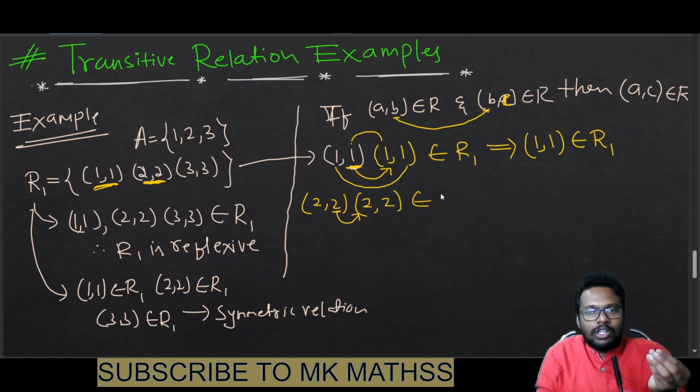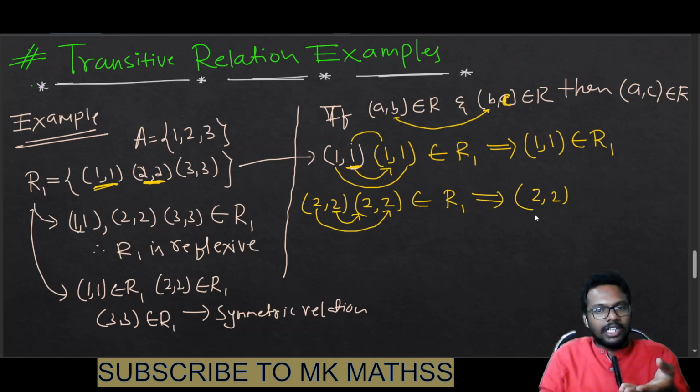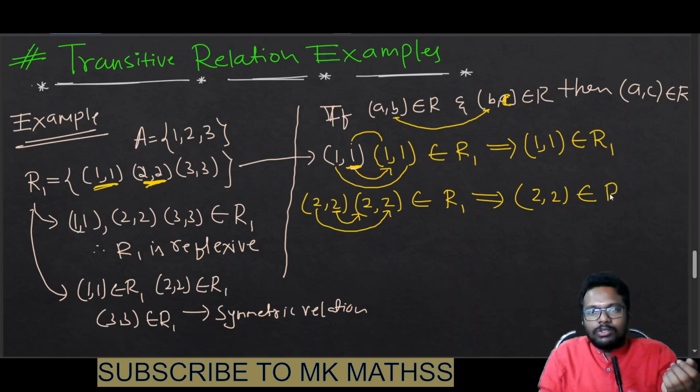So these two belong to R1, which implies that I am verifying first and last. Here first and last is again 2 comma 2. So we can observe that in R1, 2 comma 2 is present. Now we can't decide it is a transitive relation, because there is another ordered pair remaining. We have to verify for that also.